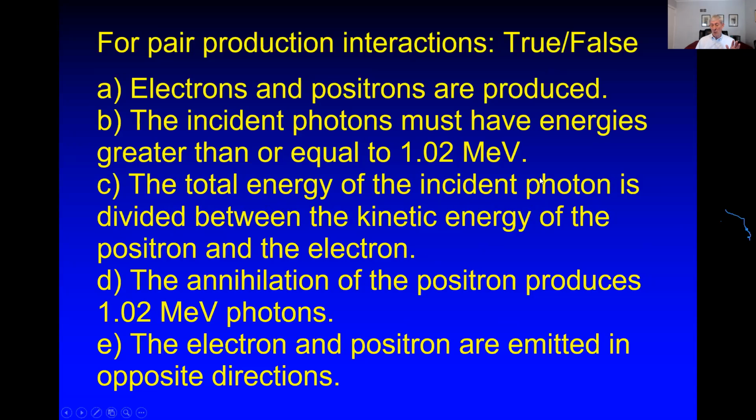That's why before we took 3.02, subtracted 1.02, and got 2. We divided 2 by 2 and we got 1. The energy of the positron and the energy of the electron was therefore 1.